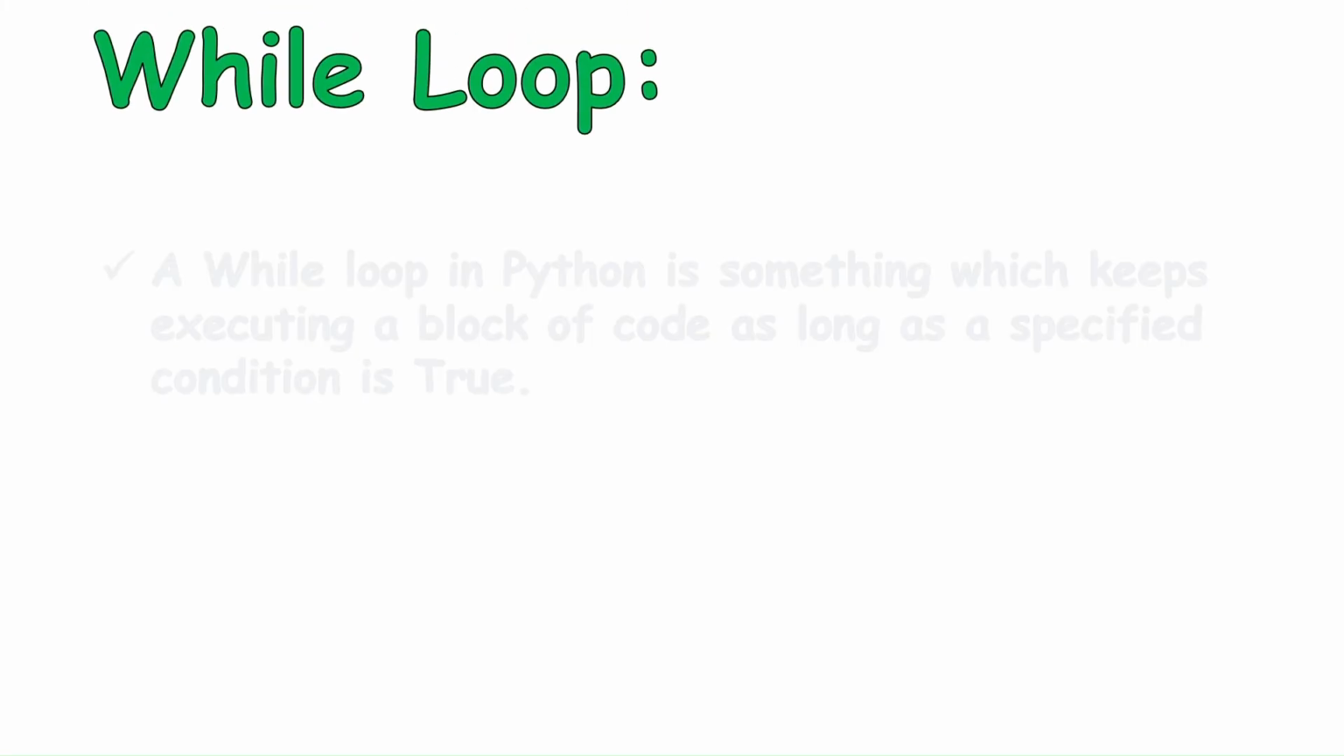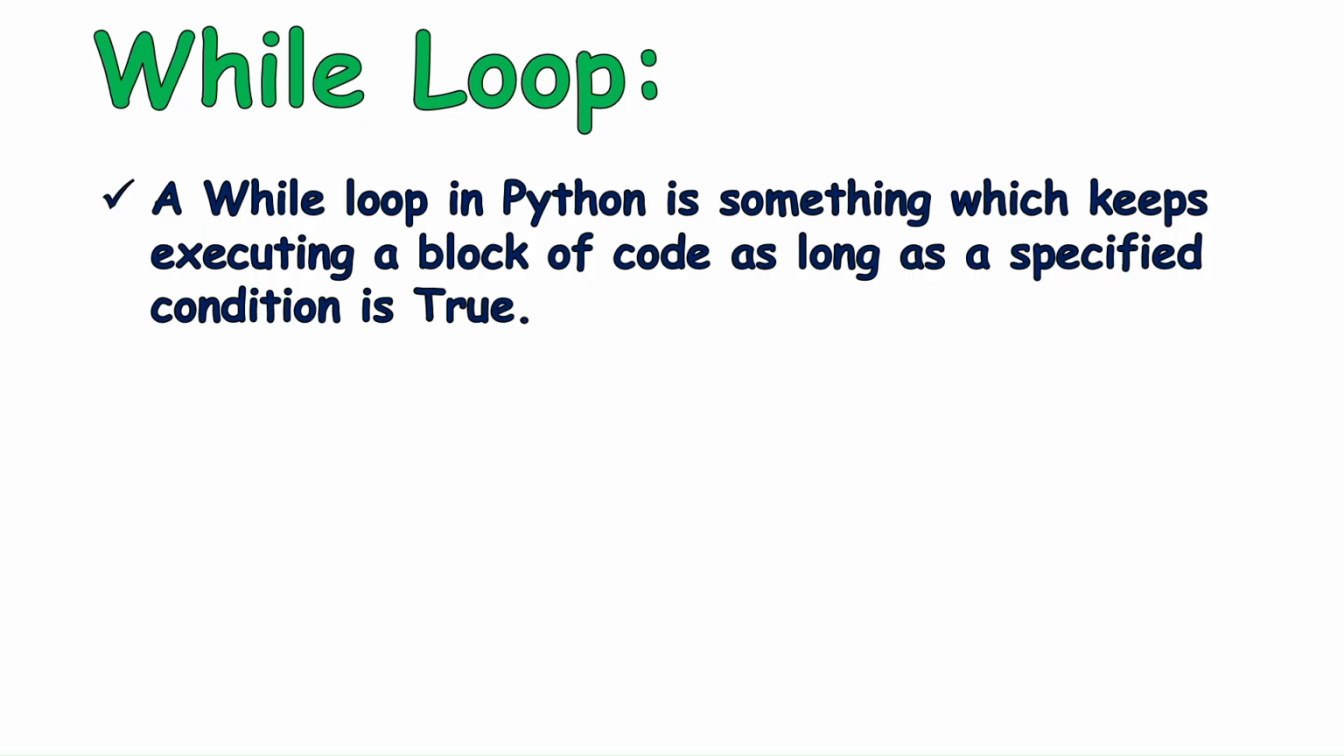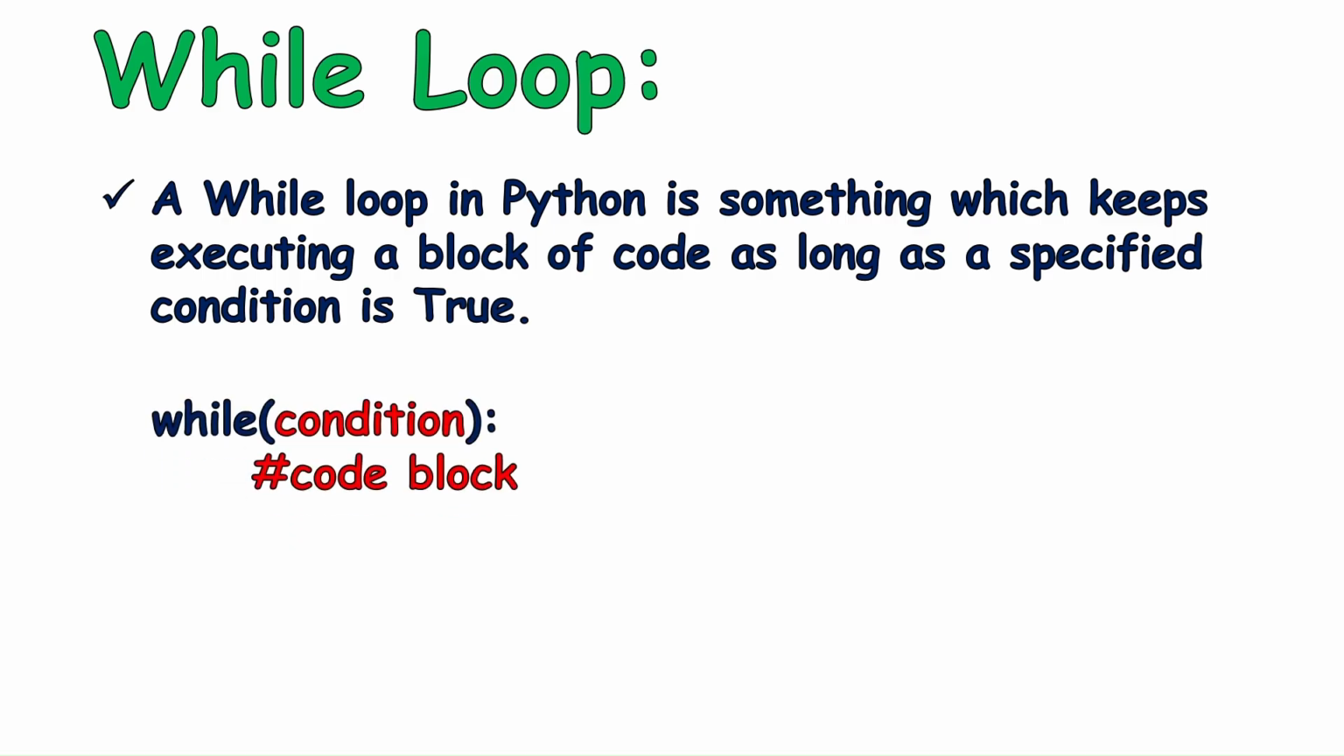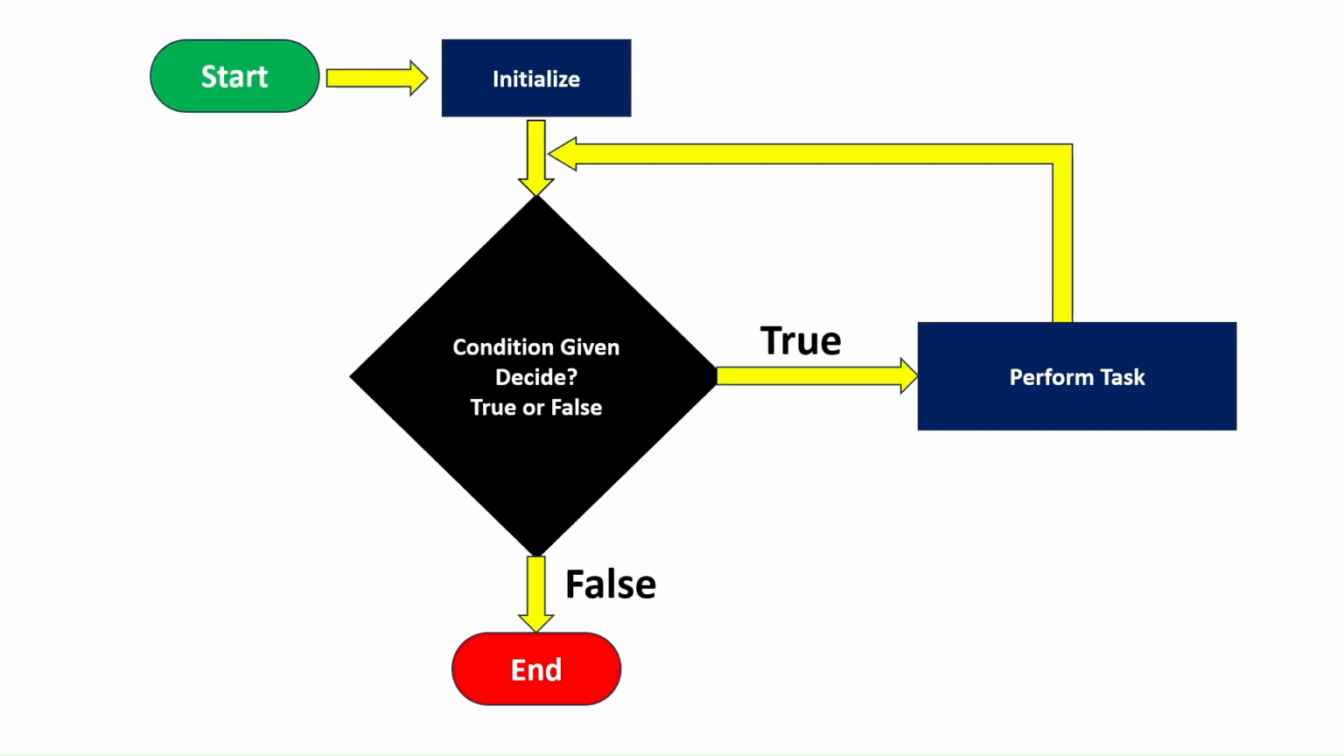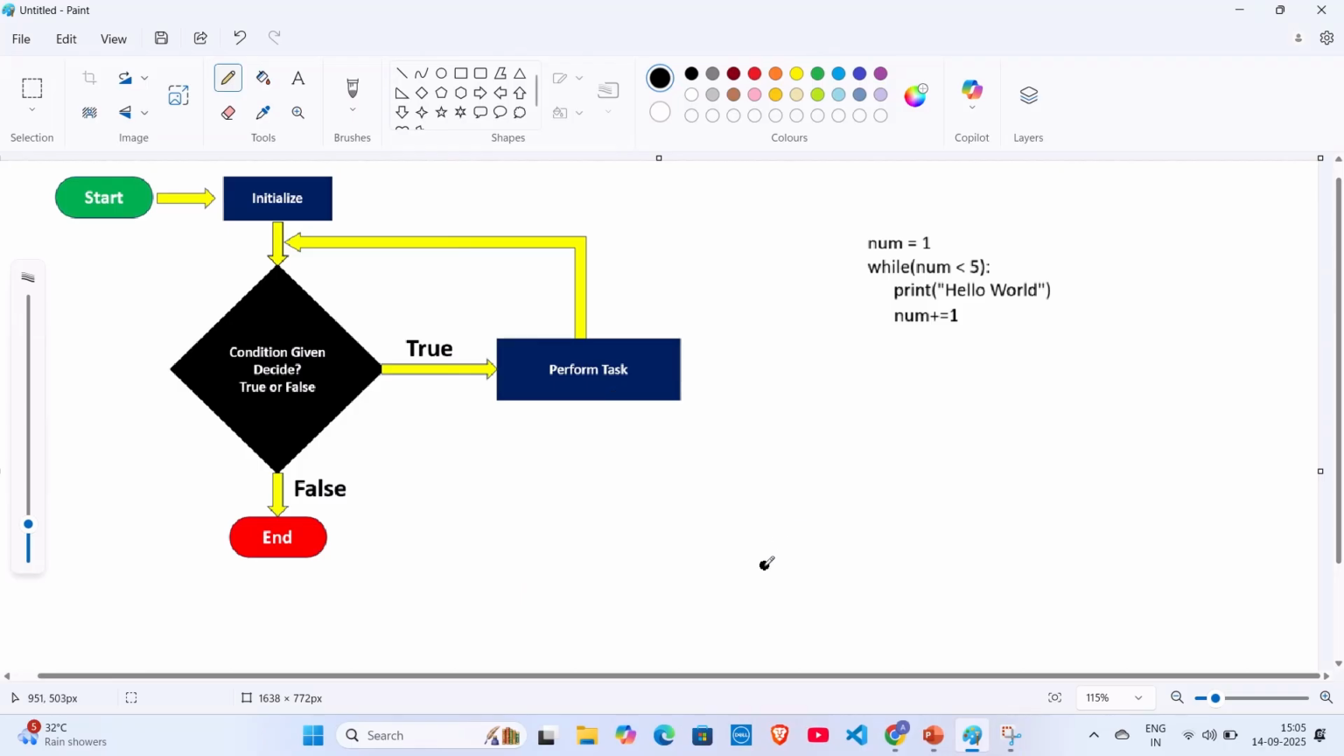A while loop in Python is something which keeps executing a block of code as long as a specified condition is true. We use a loop when we want to repeat the same task a certain number of times. Look at this flow chart. This flow chart shows exactly how a loop repeatedly performs a certain task again and again till the condition is true.